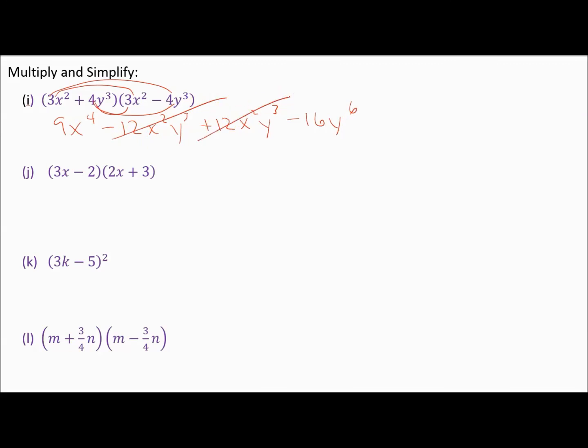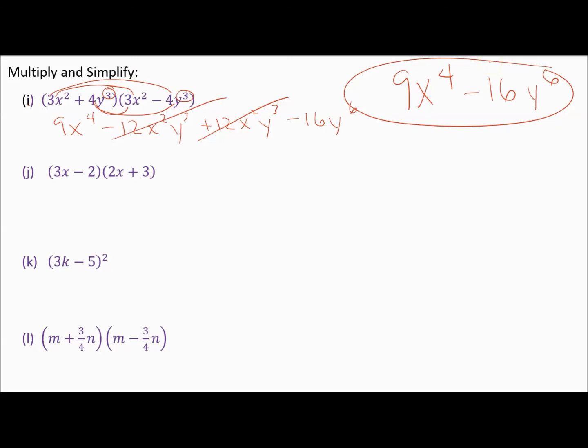Now another way to look at it, I notice the pattern. They match exactly, but one's plus and one's minus. So I square the first one. 3x squared, all squared, would be 9x to the fourth. And then I square the last one. So 4y to the third squared will be minus 16y to the sixth. Remember, you add those exponents when you multiply the common base, or when you square, y to the third squared is y to the sixth. Either way you get there.